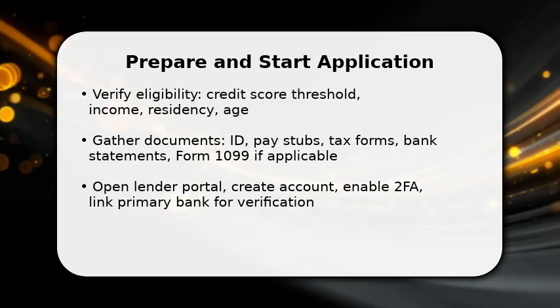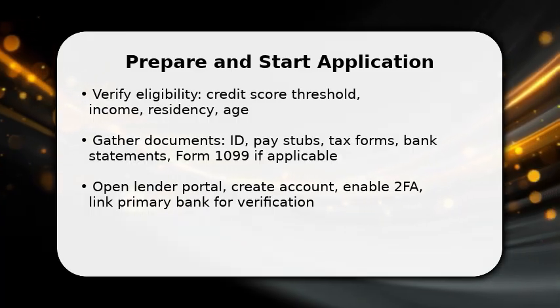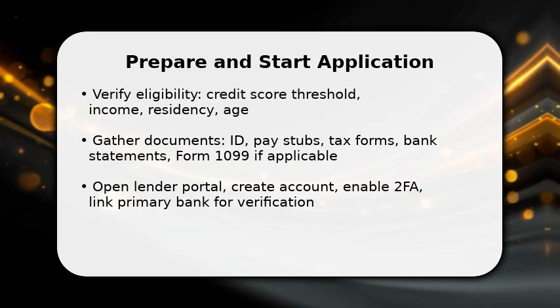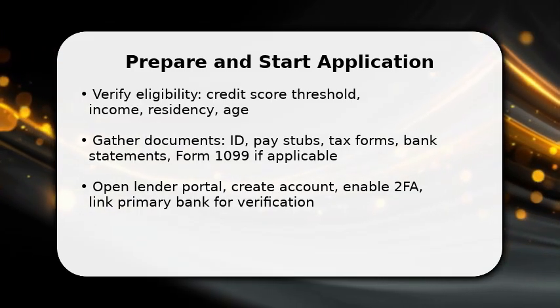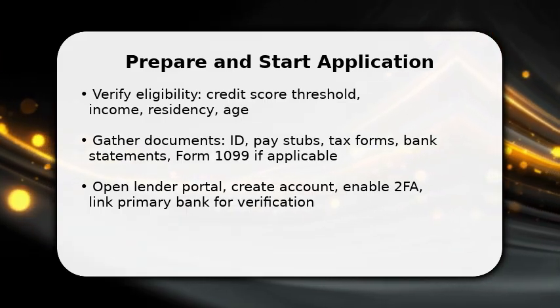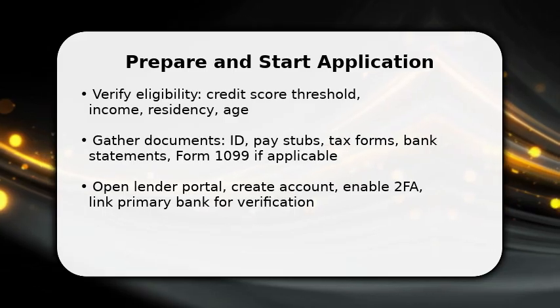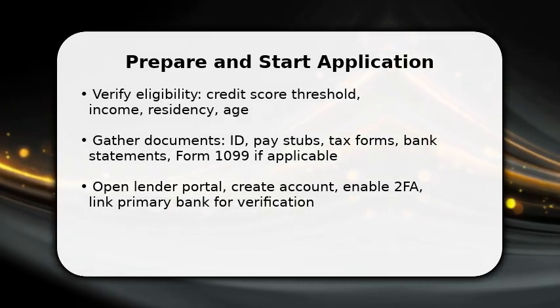You begin by confirming eligibility and assembling required documents. This saves time and prevents delays. Once you have ID, recent pay stubs, tax returns, and bank statements, open the lender portal and create your account. Make sure to enable two-factor authentication and link the bank you use for income deposits so verification runs smoothly.